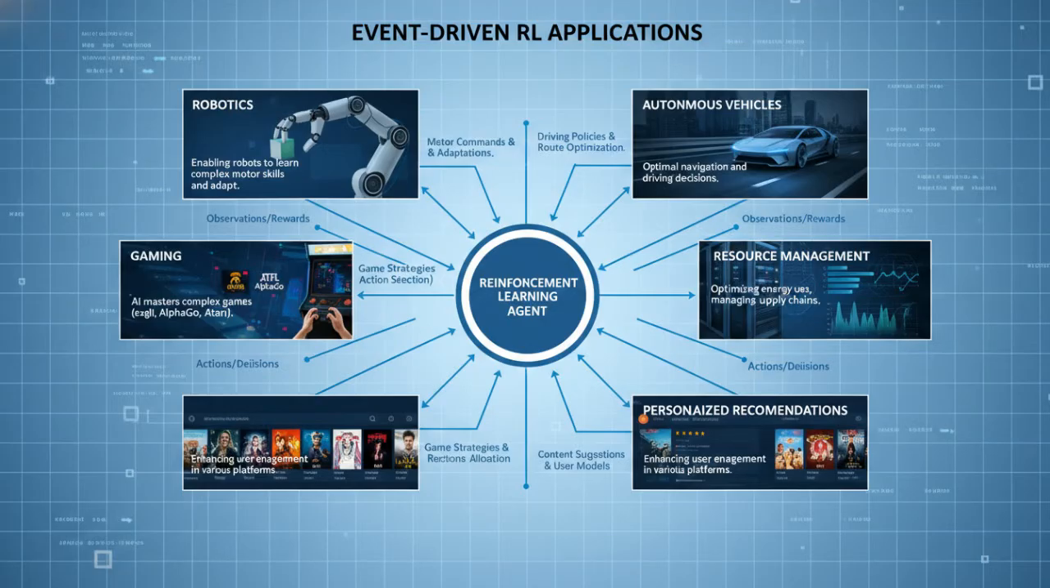The automotive industry is leveraging RL for autonomous vehicles, training cars to make optimal navigation and driving decisions in dynamic traffic conditions. Beyond these, RL is being applied in resource management, optimizing energy consumption in data centers, and in personalized recommendations, helping streaming services and e-commerce platforms suggest content or products that maximize user engagement. These diverse applications underscore RL's potential to solve complex sequential decision-making problems that traditional methods struggle with.